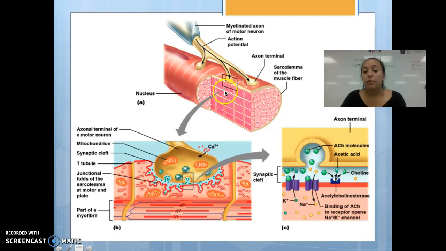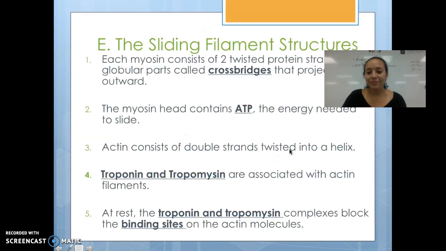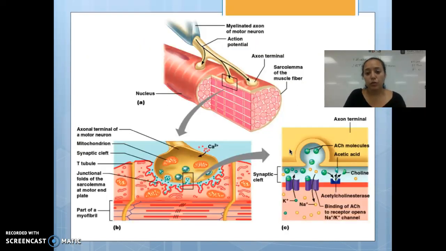all of the myofilaments to move. Okay, but again, we'll go into that next. Okay, so the sliding filament structure we'll go into next time.